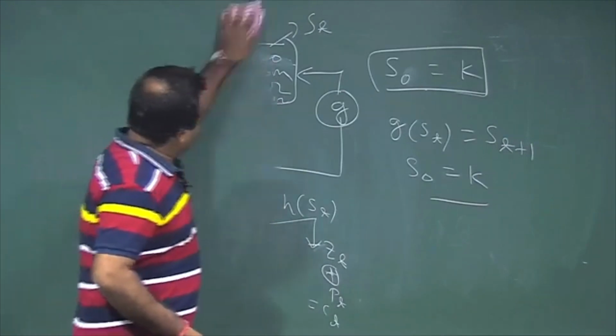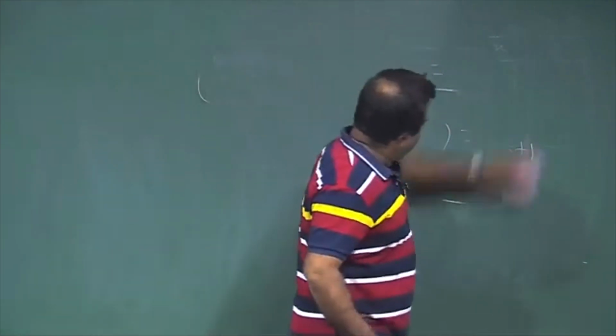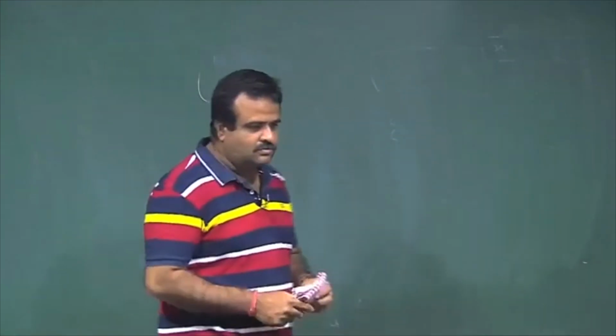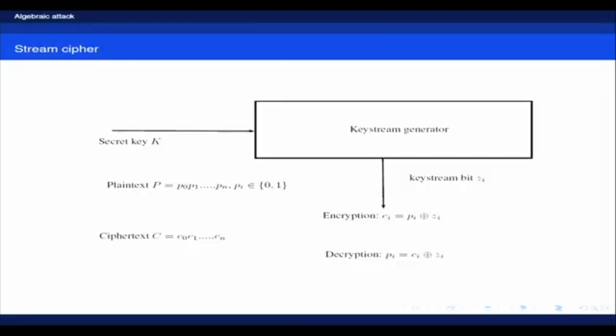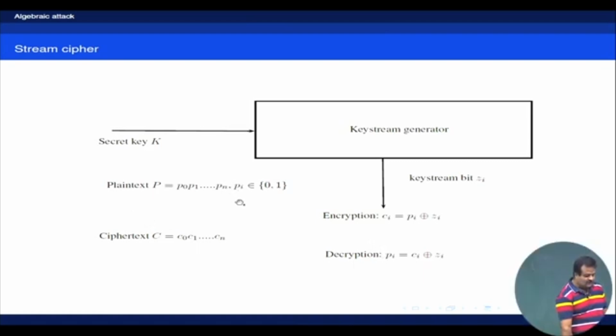Okay, so can you go to the slide, please? Yeah, so this is the general structure of a stream cipher. We have a secret key and we have a key stream generator, and we are running this key stream generator to get the key stream, and these are the plaintext bits P0, P1, Pn, and then we are XORing this Pi with the key stream bit and getting the ciphertext bit. So this is the encryption what Alice is doing.